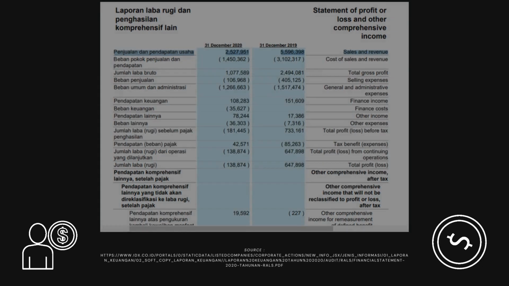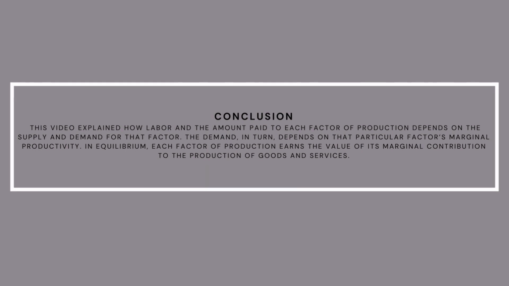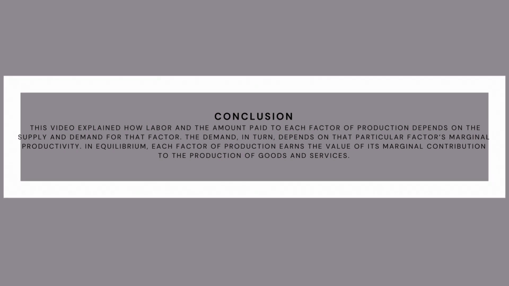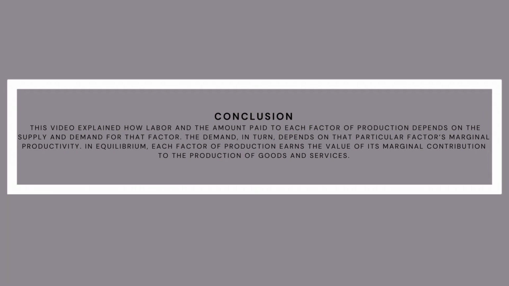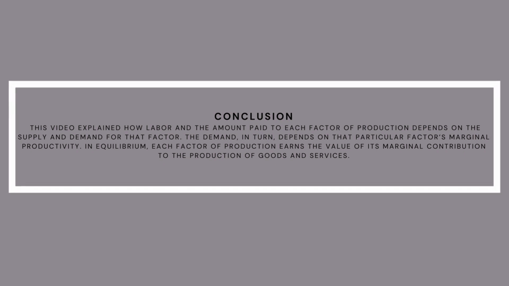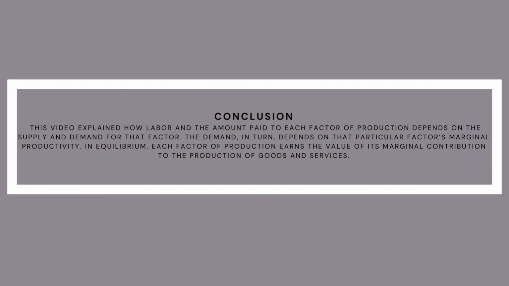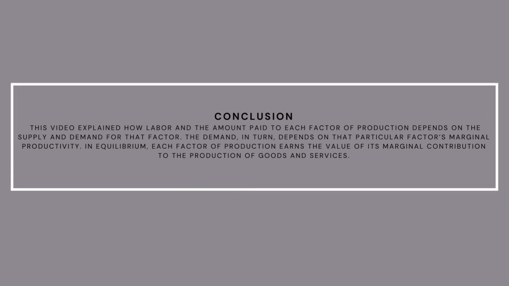Now we move to the last part of this video. Conclusion. This video explains how labor and the amount paid to each factor of production depends on the supply and demand for that factor. The demand, in turn, depends on that particular factor's marginal productivity. In equilibrium, each factor of production earns the value of its marginal contribution to the production of goods and services.